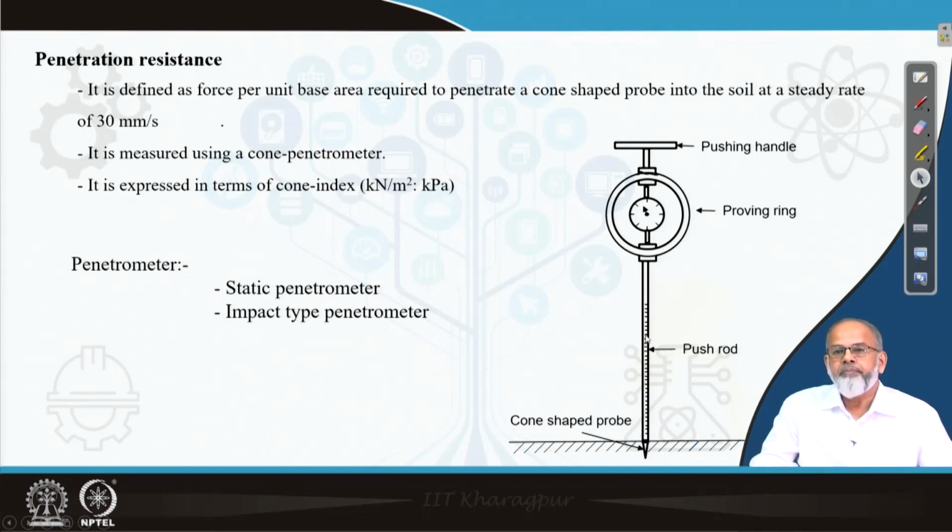But usually a manually run static cone penetrometer has some graduations provided on the side, on the rod. So, at an interval of 1 inch, and the base area of the cone is around 3.23 square centimeter, and the cone angle is 30 degree.